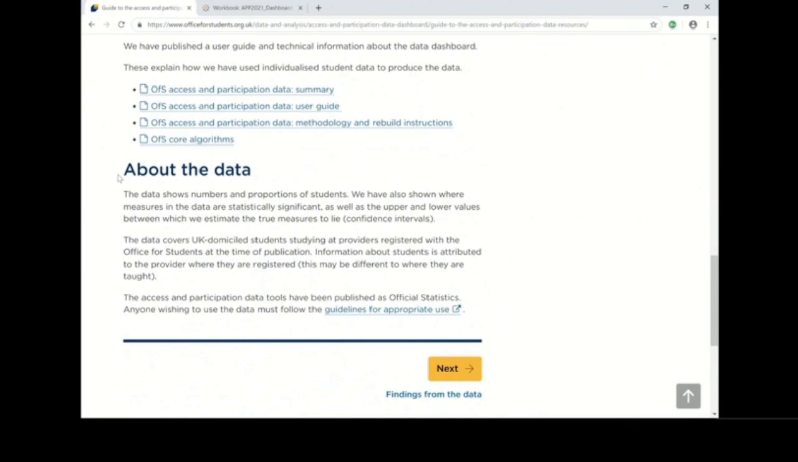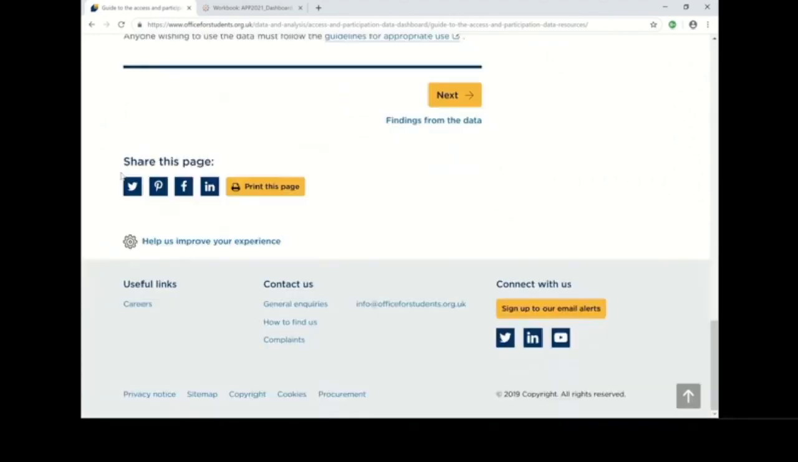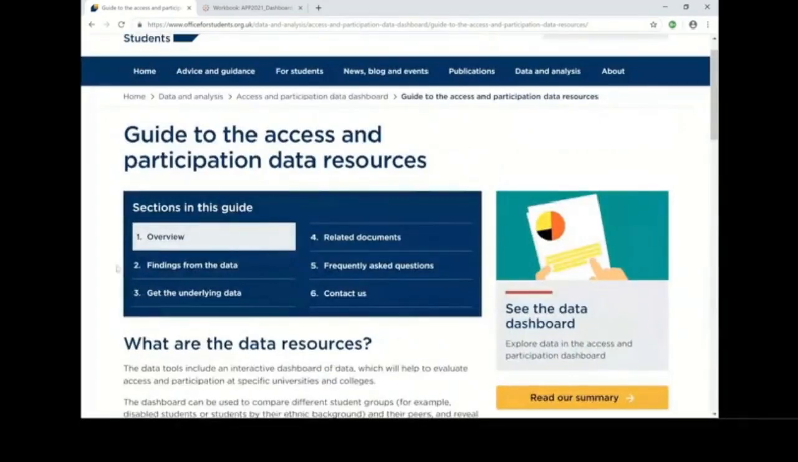The methodology and rebuild instructions have further detail on how the data resources were constructed. This includes details on statistical tests, the rounding and suppression that have been applied, as well as information to allow providers to rebuild the data from individualized student data. There are other useful resources on this page, including links to download the underlying data, an FAQ section, and further information on how to contact us if you'd like to know more.